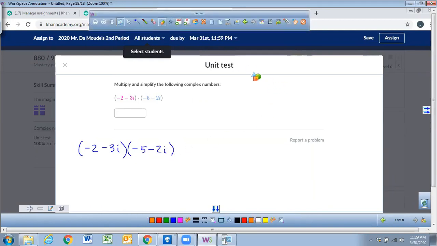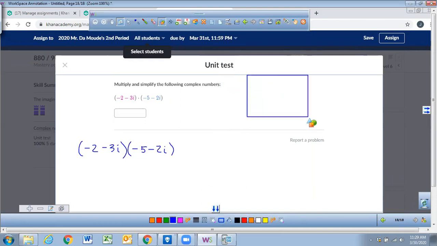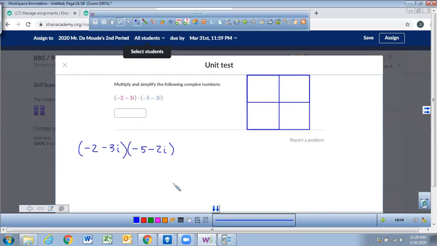Now, another way that I like, and I'm going to change this up to a nice box. It's kind of like the array method. See if you guys like this way, because either way will work. I want you to create a box. We're going to be multiplying using arrays. So I'll put this in red. We have -2 minus 3i, and then we have -5 minus 2i.